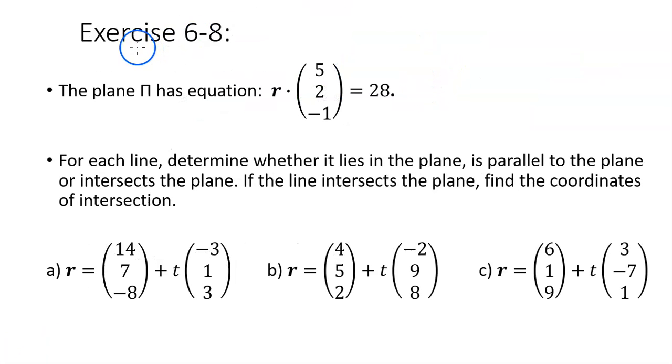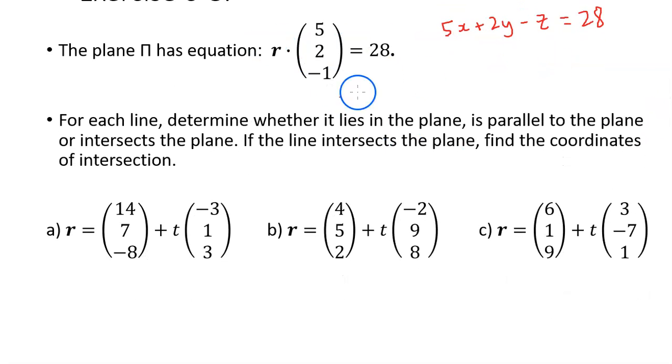So let's now take a look at an example, exercise 6.8. The plane pi has the equation r dot (5, 2, -1) is equal to 28. So this is the normal vector, (5, 2, -1). And then it says for each line, determine whether it lies in the plane, is parallel to the plane, or intersects the plane. If the line intersects the plane, find the coordinates of intersection. Okay, so another way to write this is, of course, 5x plus 2y minus z is equal to 28. Don't need that right now, but can make use of it later perhaps.